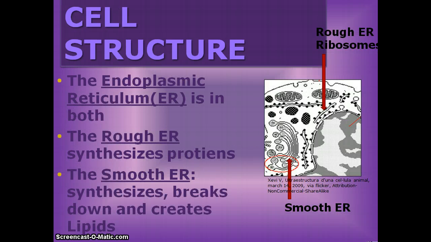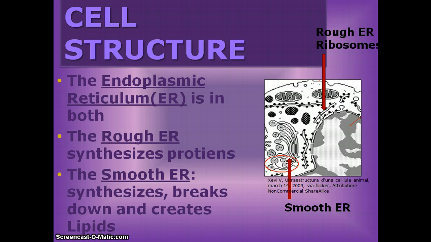Another organelle that is in both plants and animals is the endoplasmic reticulum. The endoplasmic reticulum can be broken up into the smooth and the rough endoplasmic reticulum. The rough endoplasmic reticulum is considered rough simply because the ribosomes in the cell are attached to it, as you see here. So this would be the endoplasmic reticulum, the little tube thing, and the ribosomes are all the little black dots.